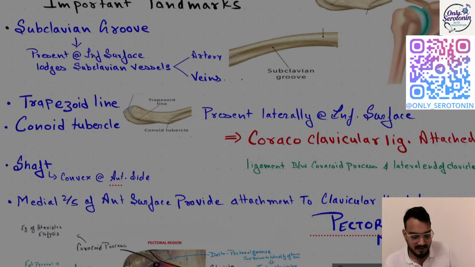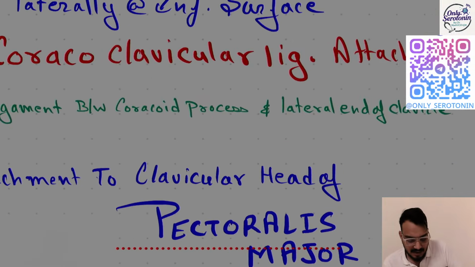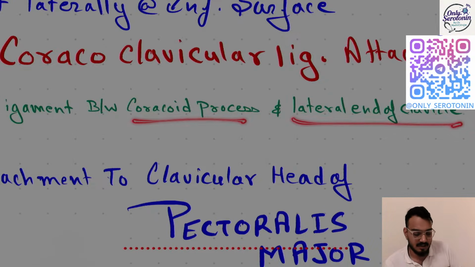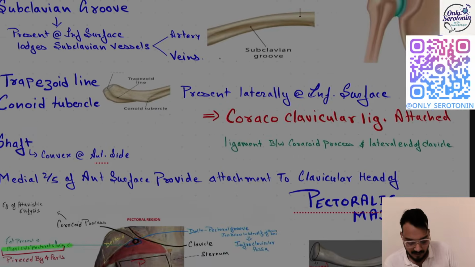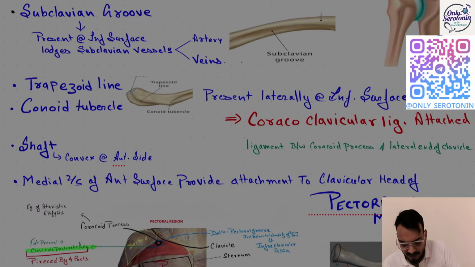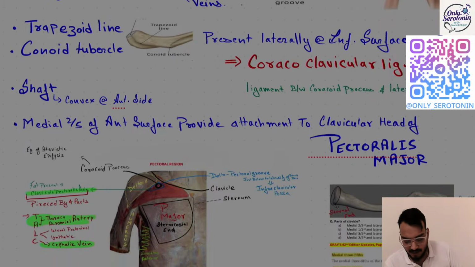It is a ligament which is attached where, guys? It is attached to the trapezoid line and the conoid tubercle. This ligament is attaching from coracoid process till lateral end of the clavicle. Then we are having the shaft which is convex from the anterior side. Then the medial 2/5 of the anterior surface provide what, guys? It is providing the attachment to the clavicular head of pectoralis major muscle.